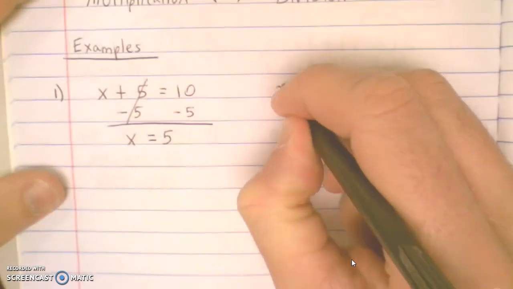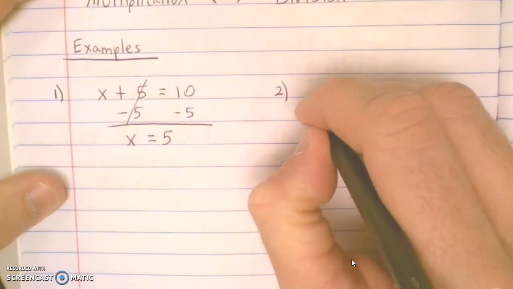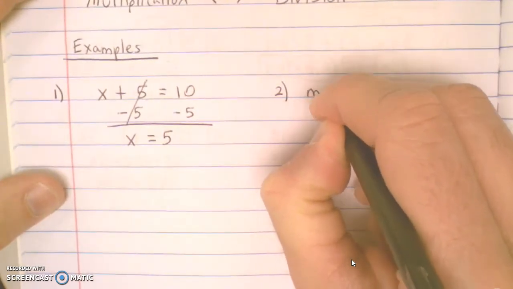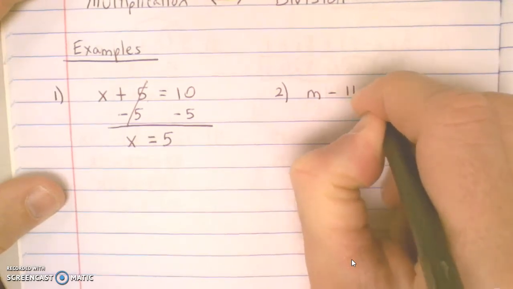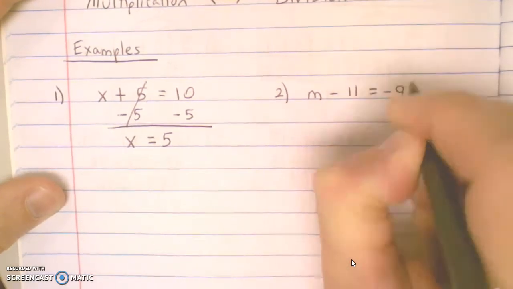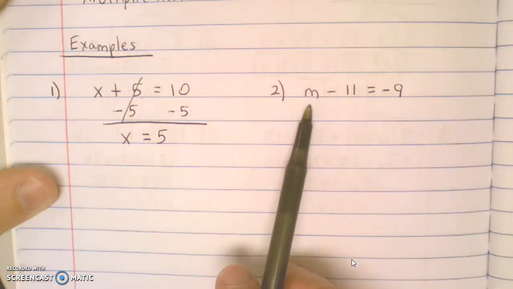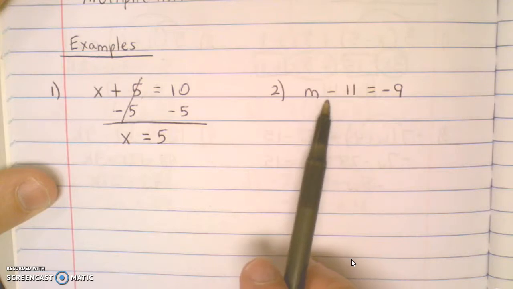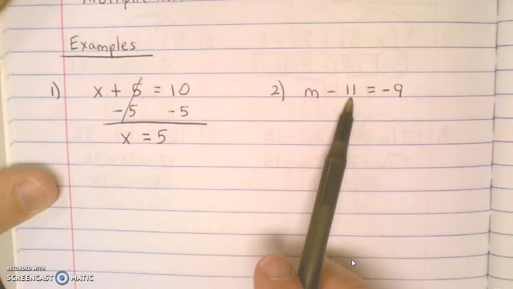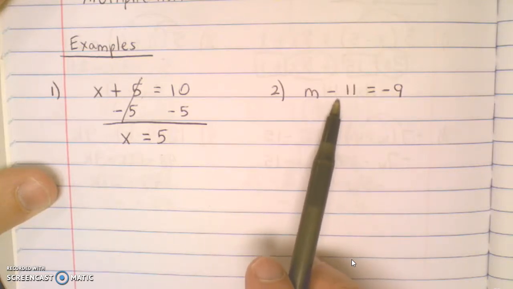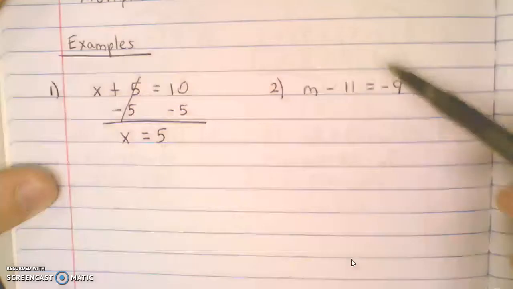Let's look at one with some subtraction. So let's say I have m minus 11 equals negative 9. Locate your variable. Figure out the operation that's occurring with the variable. So we're subtracting 11. The inverse of subtracting 11 is adding 11. So I have to add 11 to both sides of the equal sign.